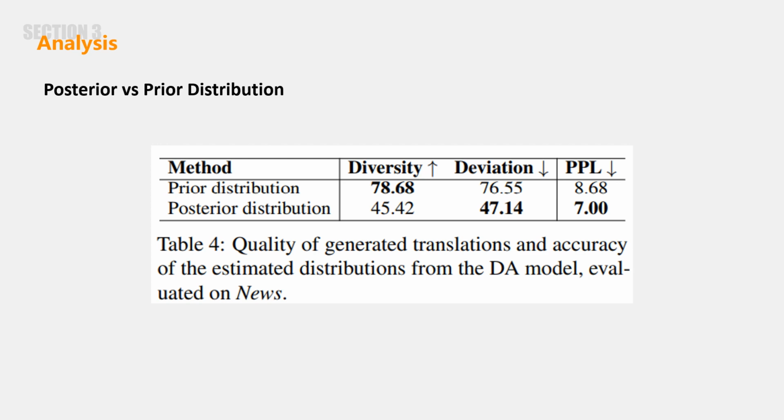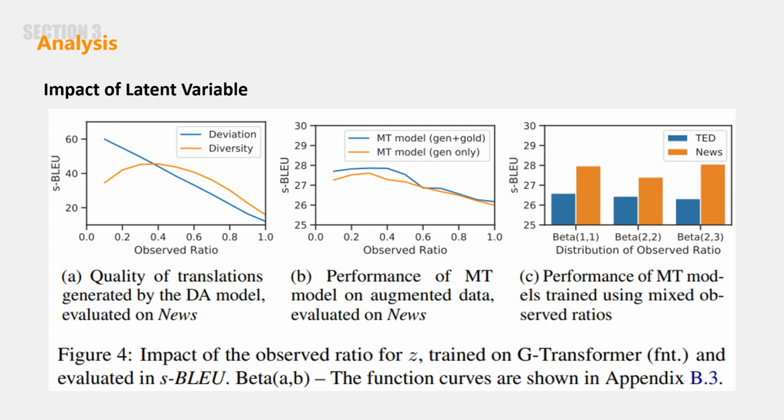We demonstrate that the posterior distribution of the DA model performs much better than the prior distribution. Specifically, it gives lower PPL and balanced diversity and deviation. We further observed that the latent variable determines the deviation and diversity, where a balance between the two metrics is key to the model performance.